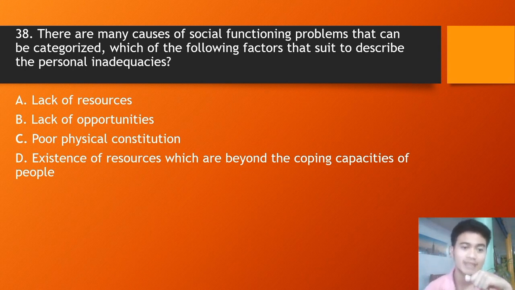Lack of resources, lack of opportunities, existence of resources which are beyond coping capacities of the people. Ito yung social functioning problem that comes from social situation. Okay.